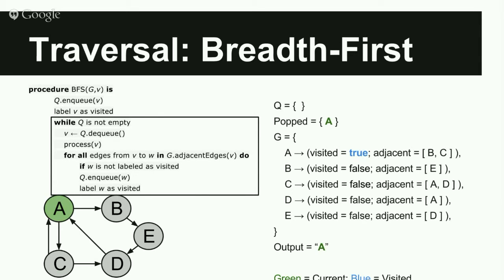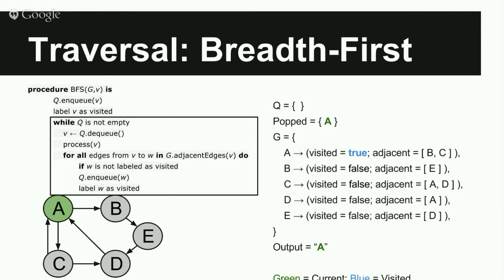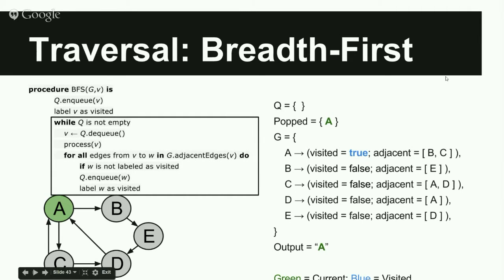So we see that A now has been popped off the queue and put into the popped list. So there's nothing left in our queue. That's the point when we start processing A. So we see here A has been added to the popped queue, and it's also been added to our output because we processed it. Next slide.